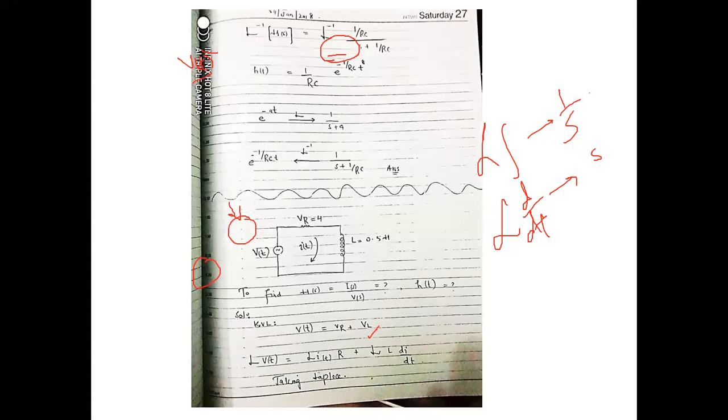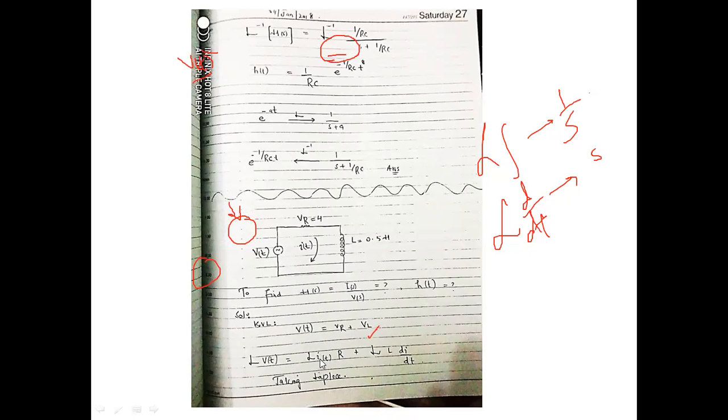Now the series RL circuit with V of t, R is equal to 4, L is equal to 0.5, to find H of s using the Laplace transformation. Here the output is now the current flowing through this circuit and the input is V of s. And again we have to find h of t. KVL is the first step. V of t is equal to VR plus VL. Taking the Laplace is the second step.